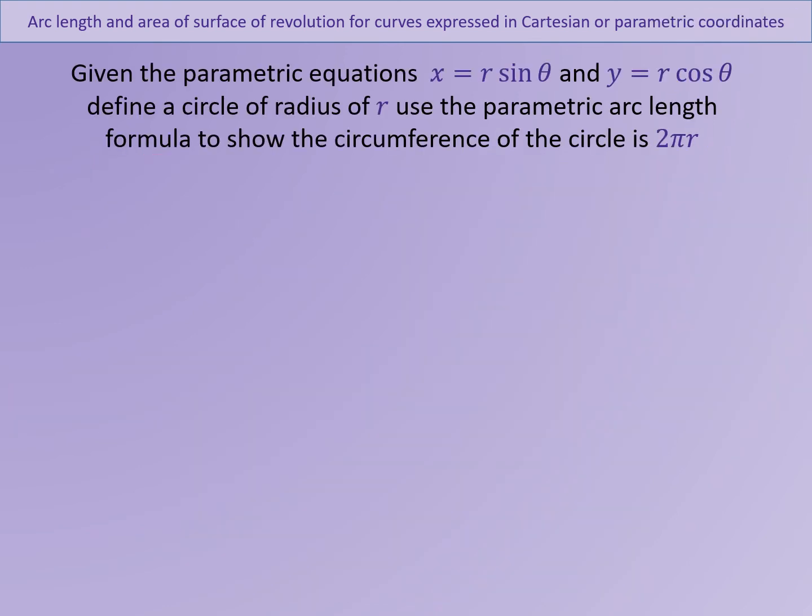Okay, so let's have a quick look, then I'll let you have a go at some questions. I'm going to use the parametric equations x equals r sine theta and y equals r cos theta, where r is just some sort of constant. It's the radius of the circle, and the theta value is a variable that's going to change as the angle changes, and you're going to plot this.